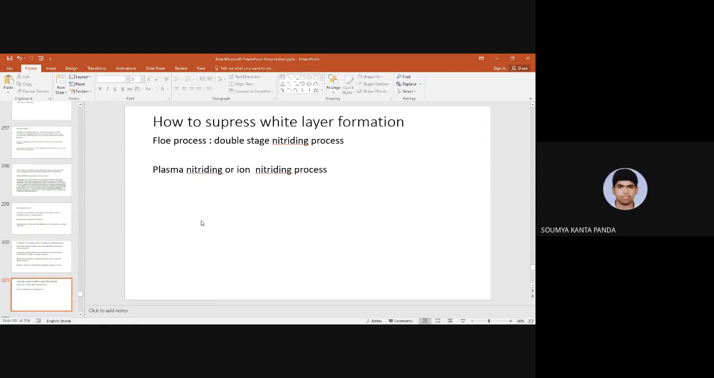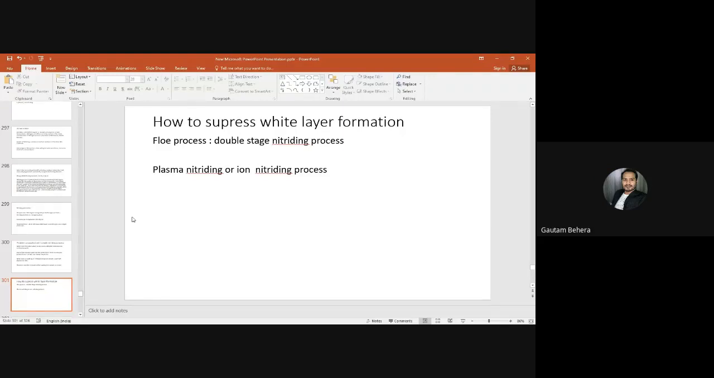So, the Floy process. Sir, if low nitrogen potential is maintained, then Fe4N and Fe2N will not form. Yes, that is our main criteria. Sir, in that condition, what compound will form? Alloy nitrides, basically.